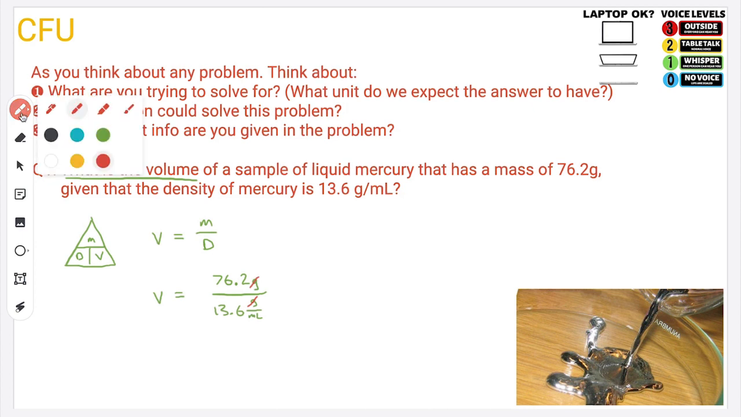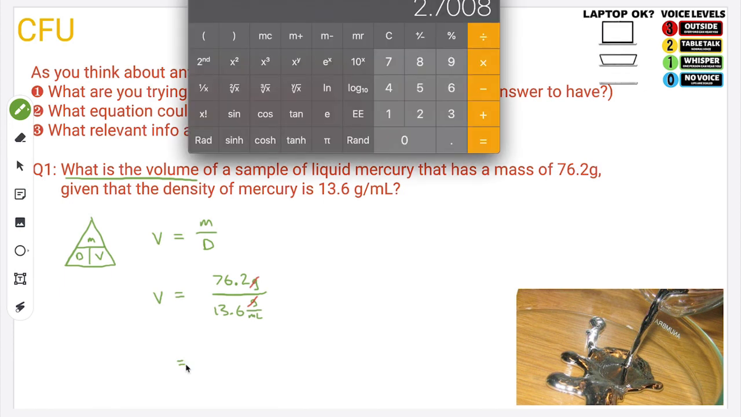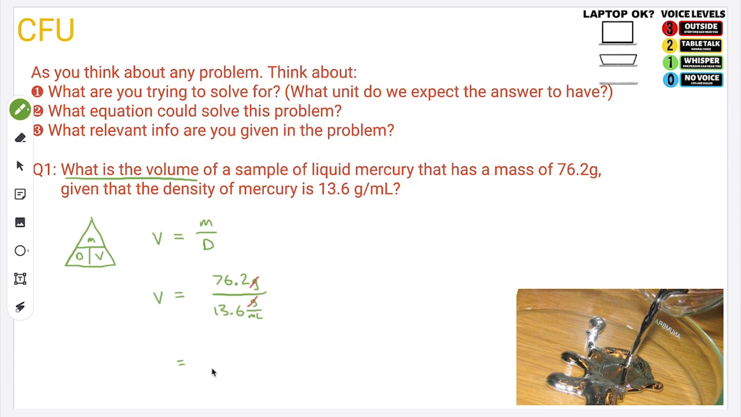Okay, cool. So I write out my equal sign and I plug this in a calculator. 76.2 divided by 13.6 equals, oh, there we go, 5.60. And the unit, again, the only one left is milliliters. There it is. That's how much mercury there was. Wow, this thing is really dense. 76.2 grams and it's only 5.6 milliliters. That's not a lot of milliliters.